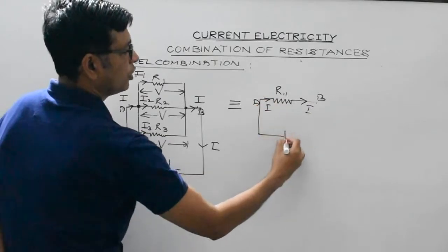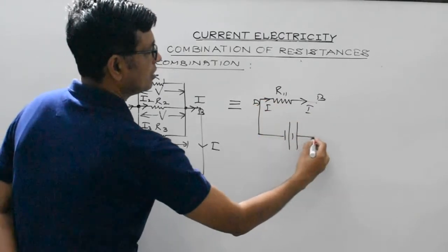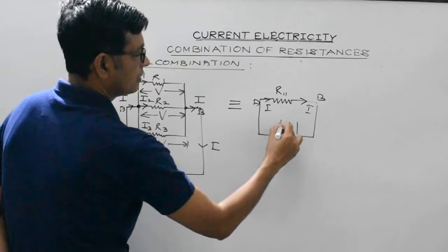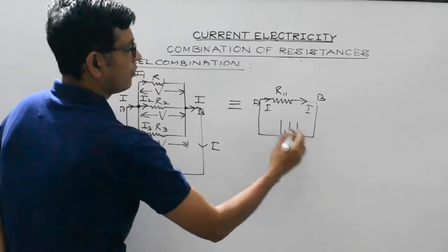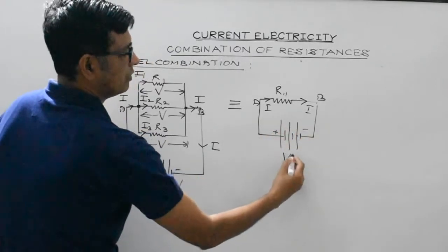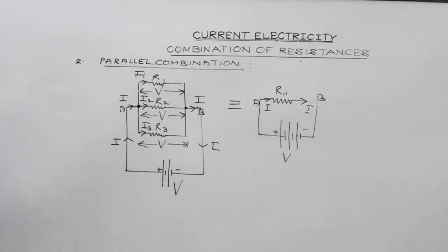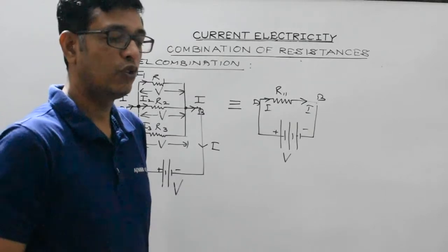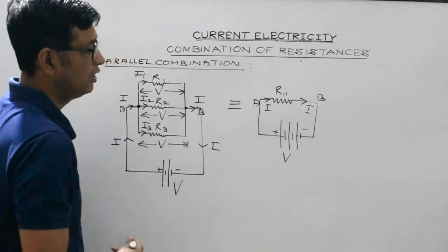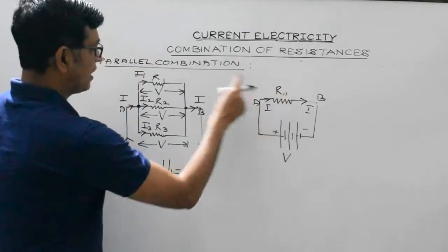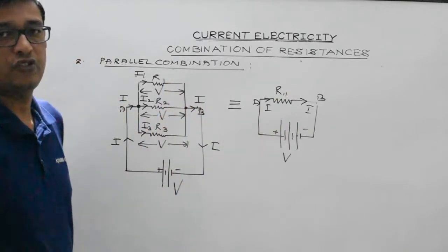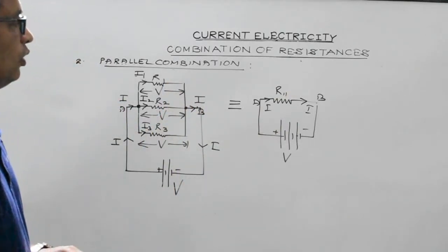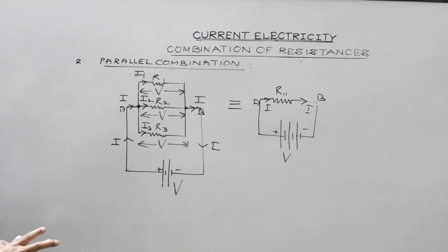And the potential difference applied across the points A and B is V. This is the potential difference applied across the points A and B. This is the equivalent diagram. So students, what we intend to do is find out the relationship between R parallel, R1, R2 and R3. Right? So let's start the article.